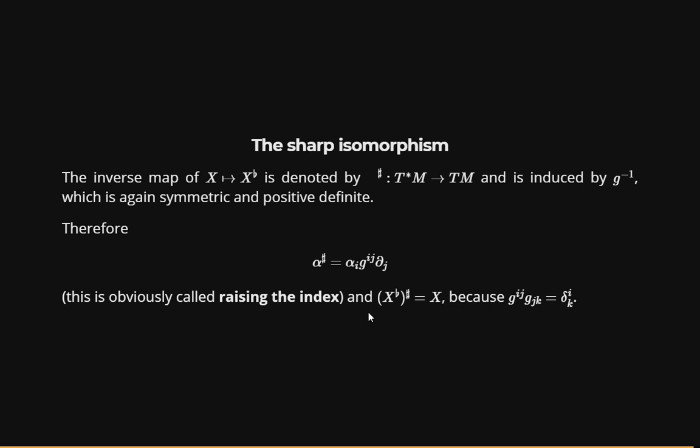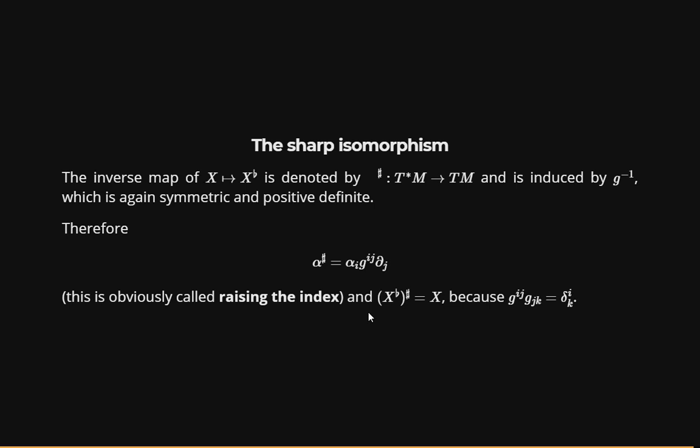If you do the sharp of x flat, you get x again, and that's exactly because g^ij g_jk is delta^i_k. So this gives you a way to take a form and write down a vector field. You could say, okay, but who cares? I can just take the coefficients of the form and use them as coefficients of a vector field. True in a local frame. When you change coordinates, these things will change in a completely different way.